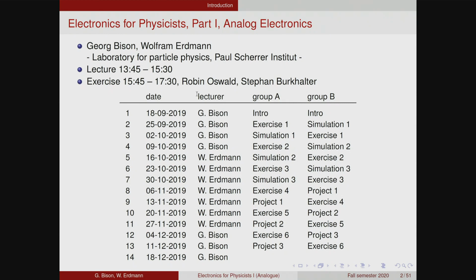Okay. Well, Wolfram and I are from the Laboratory of Particle Physics at the Paul Scherrer Institute. So we come to ETH only on Fridays to give this lecture. And in our normal life, we do research at the Paul Scherrer Institute. Wolfram works in high-energy physics, and he develops very nice detectors.